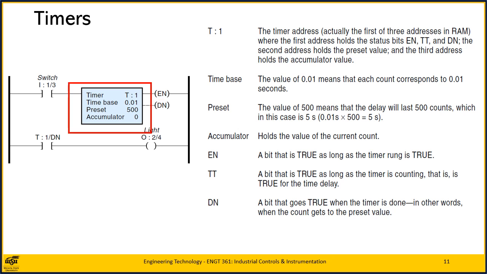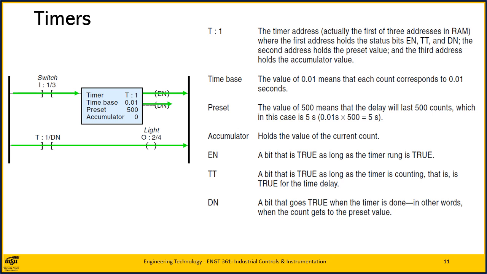The symbol for the timer instruction is a box, with the pertinent information placed in or about it, as shown and explained in the table. Notice that the timer instruction is placed in the rung. When switch I13 goes true, the timer starts counting. 5 seconds later, when the accumulator value reaches the preset value, the DN bit goes true.